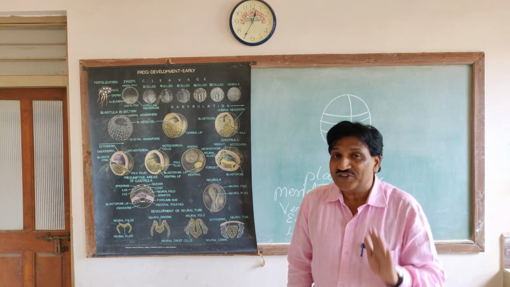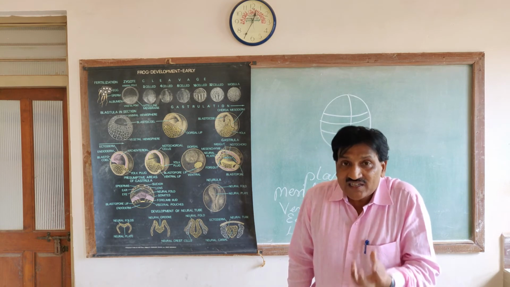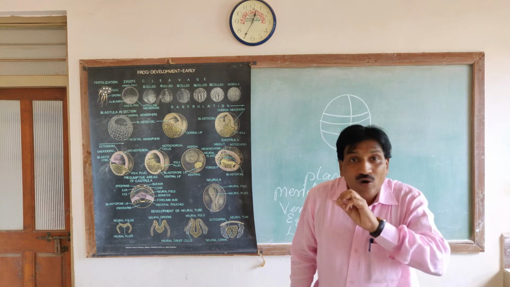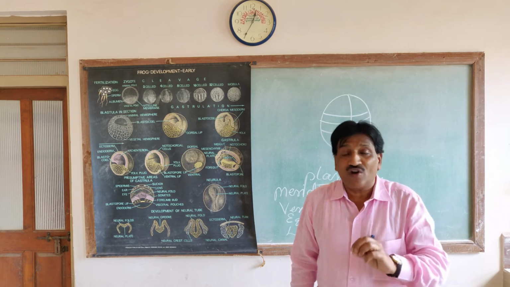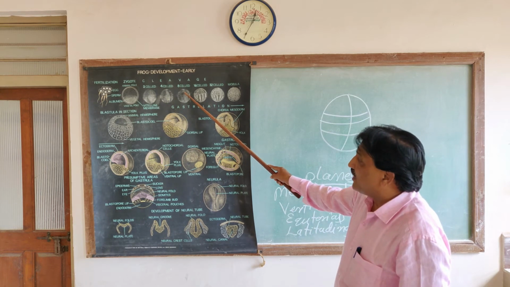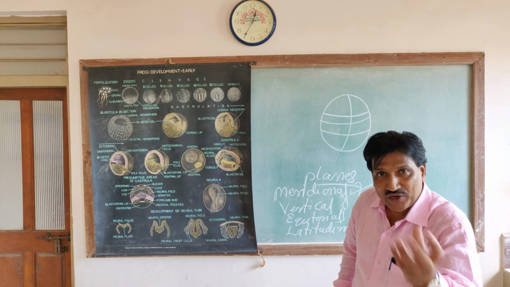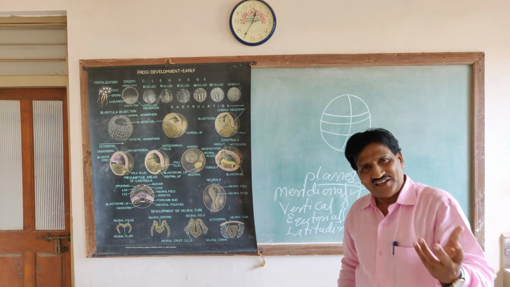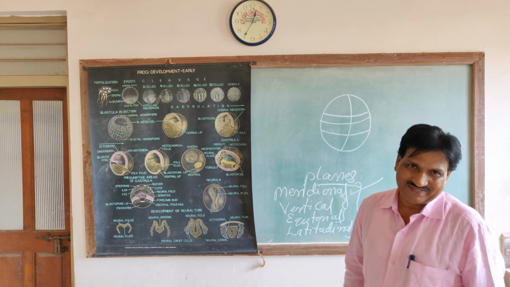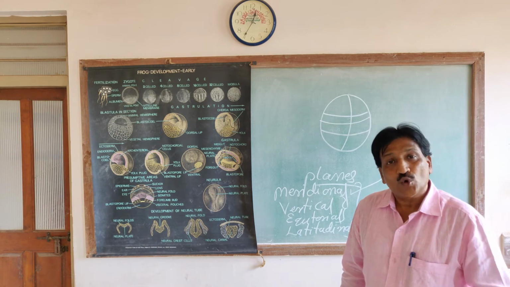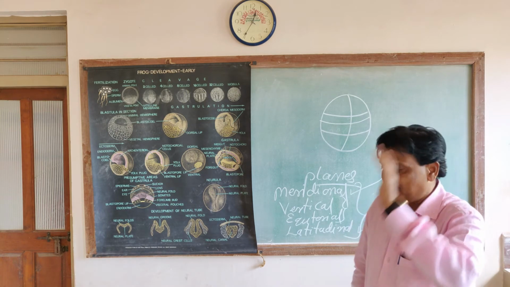Because in the third cleavage, the resulting cells are called blastomeres. All 8 blastomeres do not have the same size. The animal pole has smaller cells called micromeres, whereas the vegetal pole has larger cells called macromeres. That is why in the case of frog, the cleavage is holoblastic and unequal.